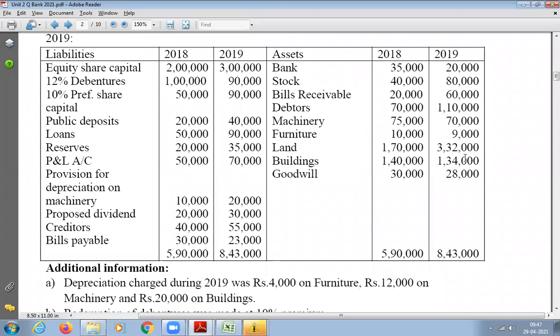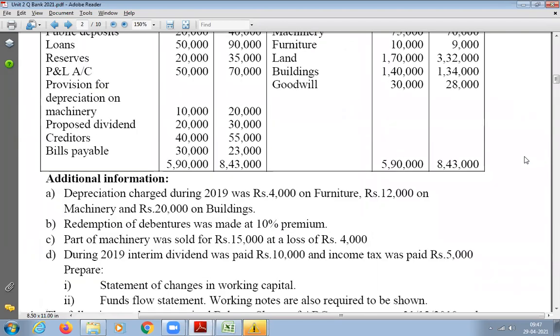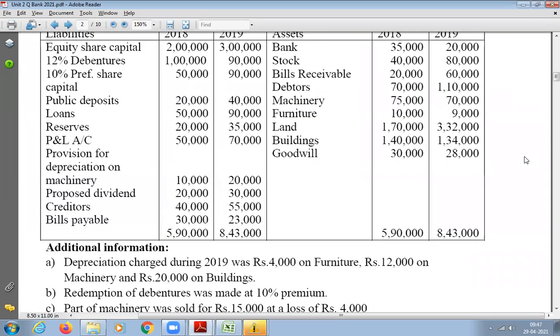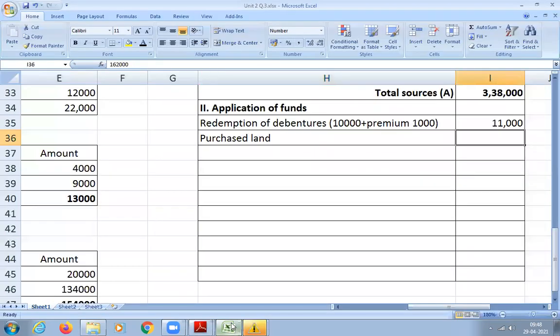And no data is given, so we didn't calculate anything, because normally for land there will not be depreciation, it will always be appreciation, and no land is purchased or sold. Nothing is given here, so that's why we didn't prepare the ledger. But from the difference we can easily find out that the amount is increased. Increase means the land is being purchased. So how much did you get, students?